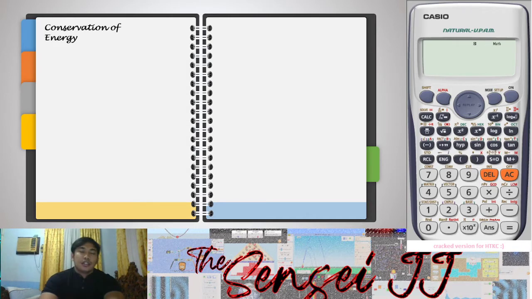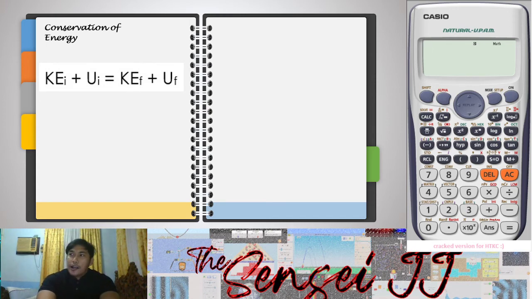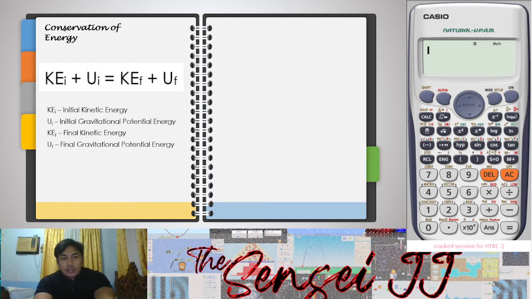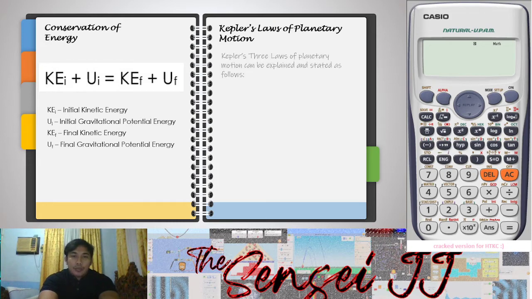So, conservation of energy: kinetic energy initial plus gravitational potential energy initial is equivalent to the final kinetic energy plus gravitational potential energy. We have formulas here: 1/2 mv squared for our kinetic energy, and negative G, greater mass and smaller mass all over r for our gravitational potential energy. So we have here Kepler's laws of planetary motion.